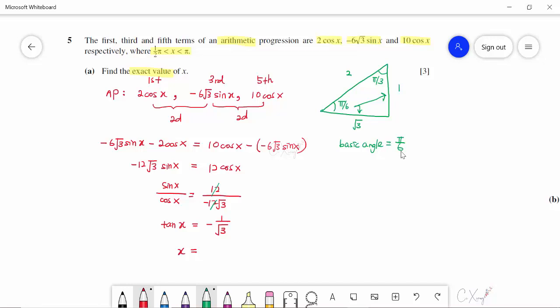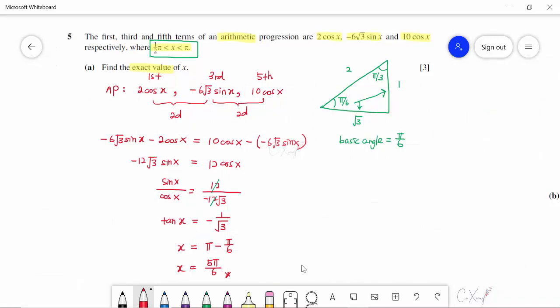And for the x in our question here, they already mentioned just now that x is between 90 degrees and 180 degrees, between pi over 2 and pi. So that means this is in the second quadrant. So to get the answer in the second quadrant, we take pi minus the basic angle. And therefore, your final answer for x will be 5 pi over 6. Alright, so this is what you have for part number 1. Please take note that they are asking for exact value, therefore you have to keep it in pi form. You cannot put it into a decimal number. Alright, so this is what you have for part A.